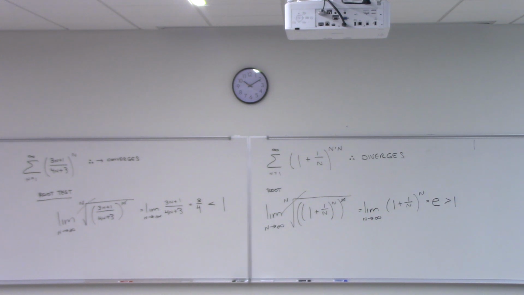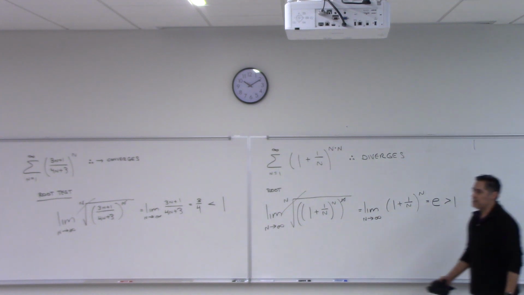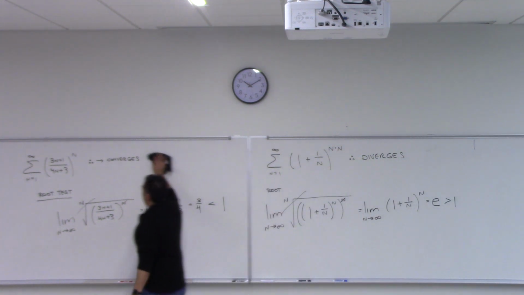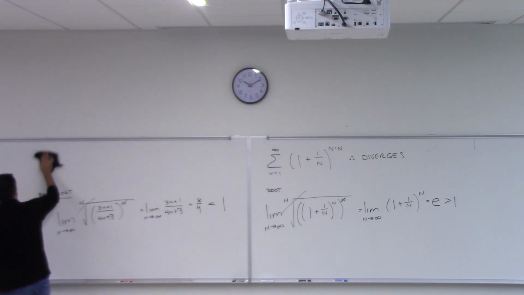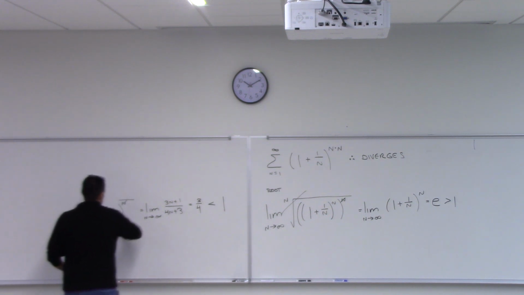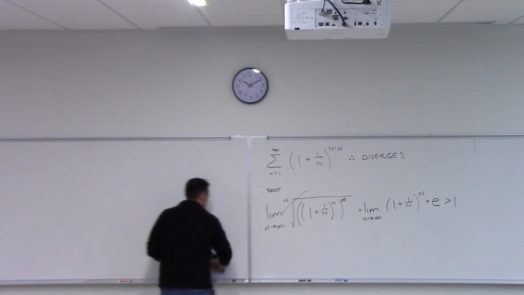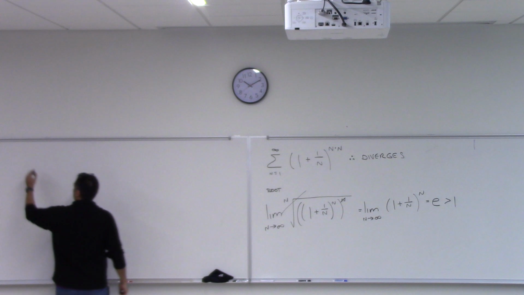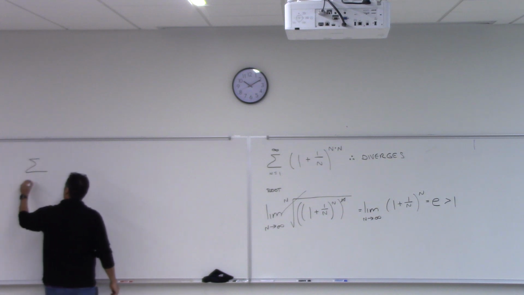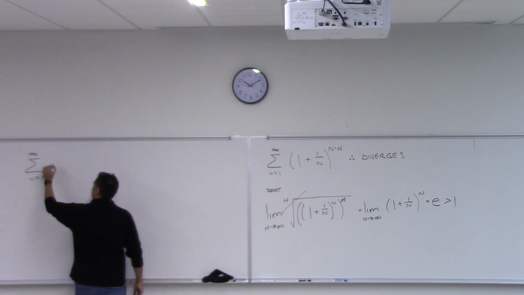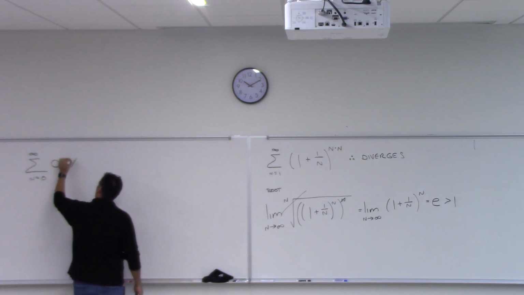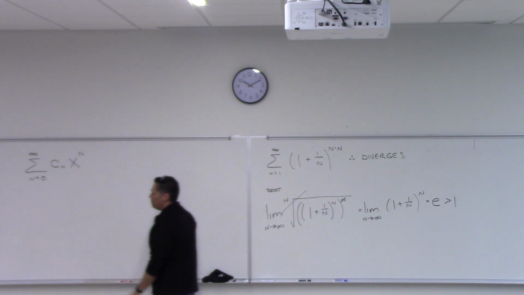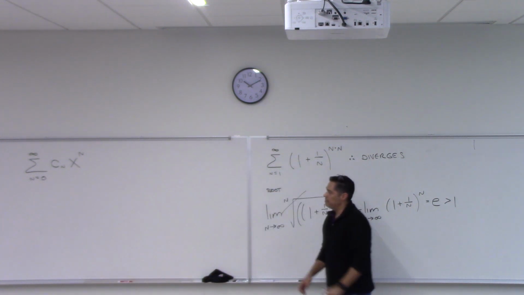So let's define a power series. There it is. That is a power series. A power series is any series that has that form. Please take a special note of what the index starts at. N equals 0 to infinity, c sub n, x to the n. That is a power series.